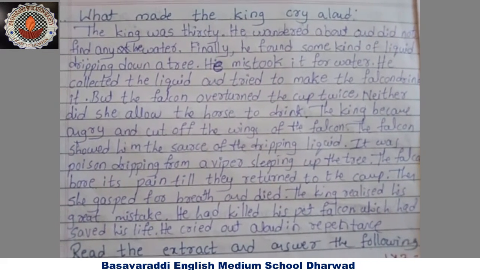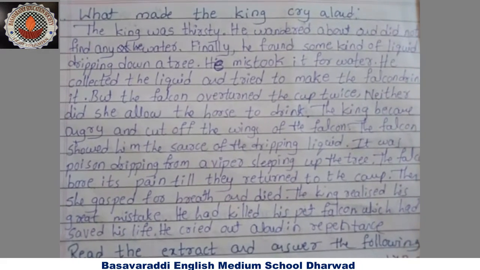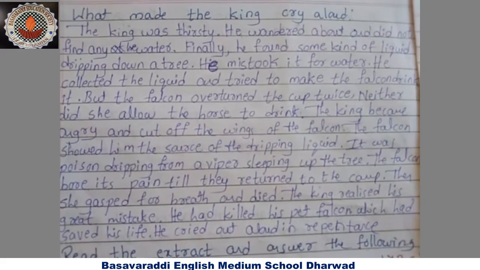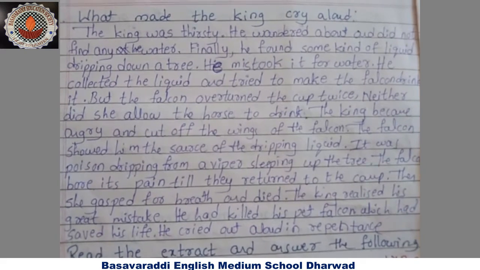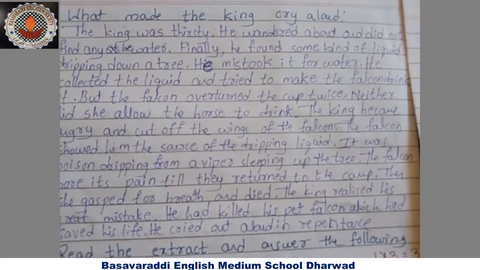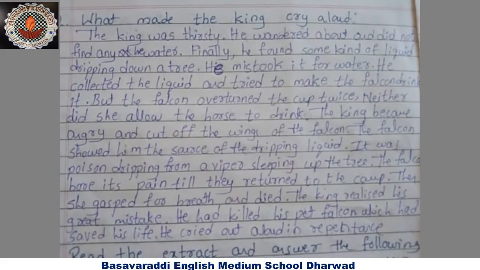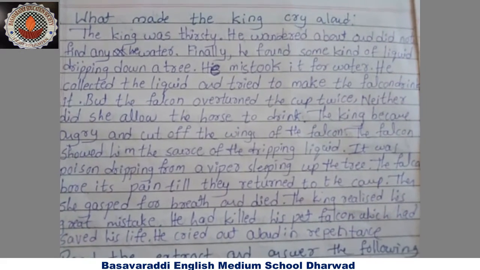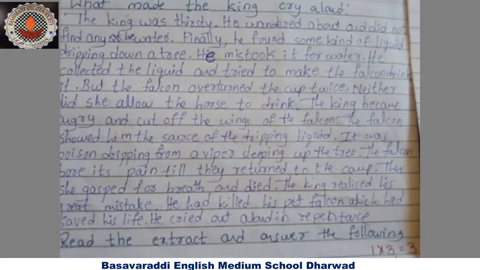It was poison dripping from a viper sleeping up on the tree. The falcon bore its pain till they returned to the camp. Then she gasped for breath and died. The king realized that he had made a great mistake. He had killed his pet falcon, which had saved his life. He cried out in repentance.